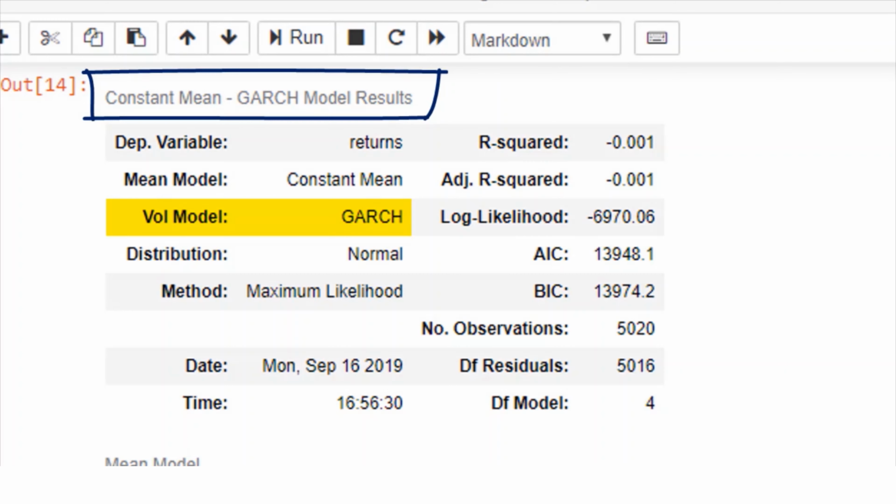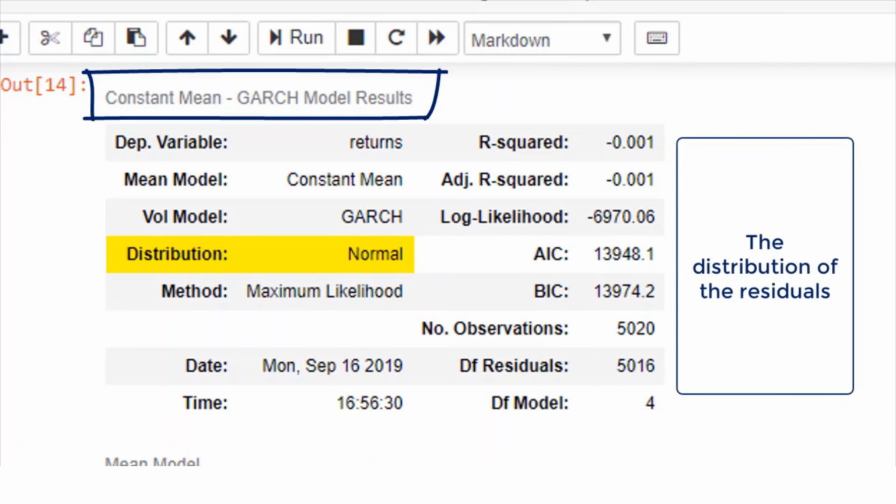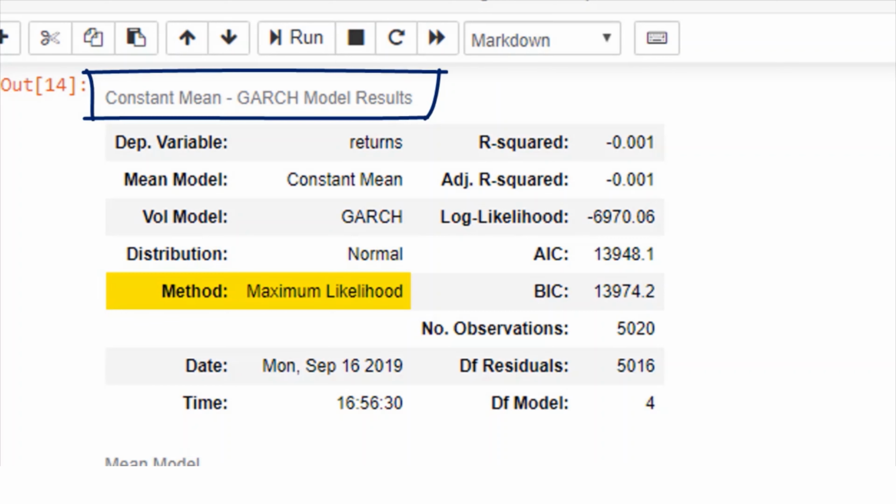Next up, we can notice normal written next to distributions. This expresses the distribution of the residuals. The method dictates how we find the coefficients, which is the maximum likelihood in this case, as it ought to be. The date and time, of course, express when the fitting happened.